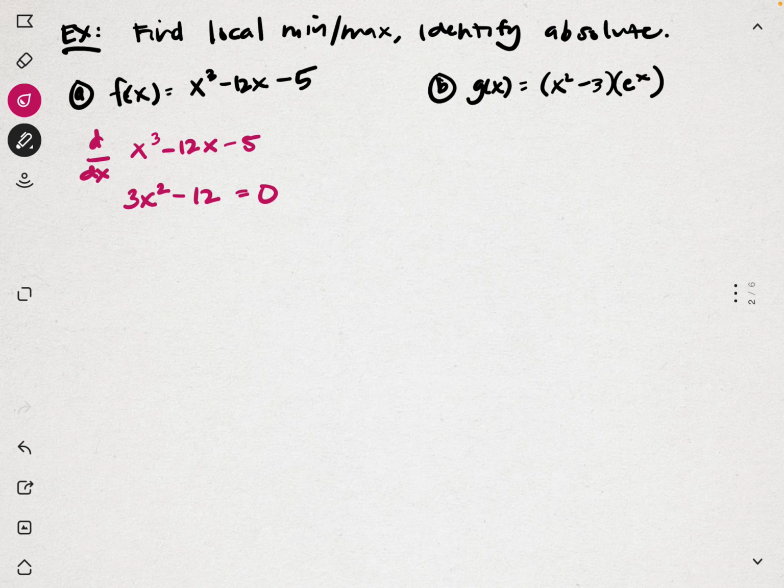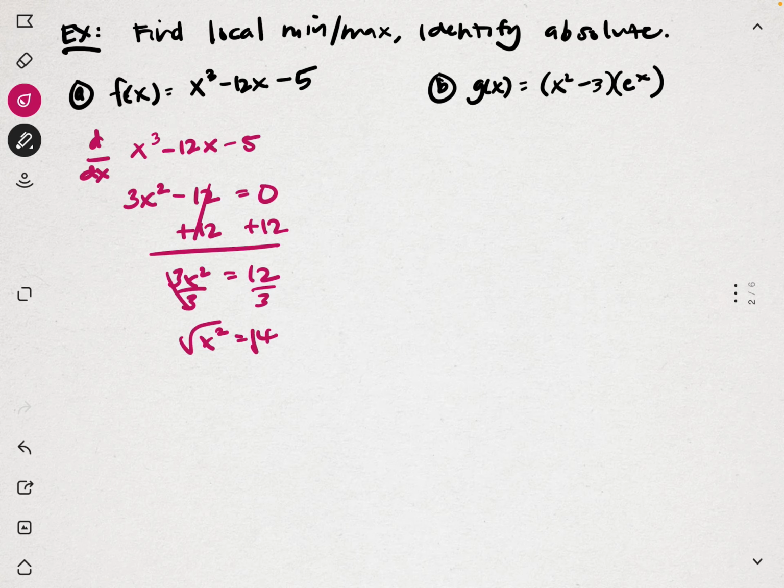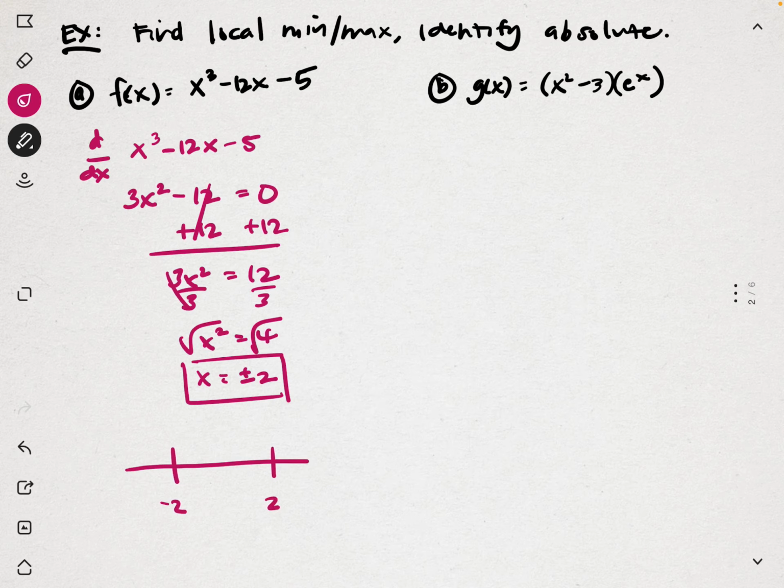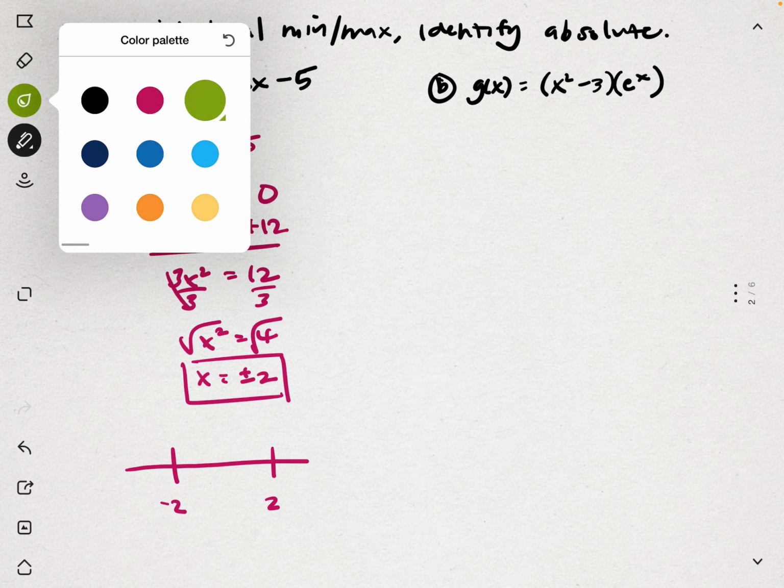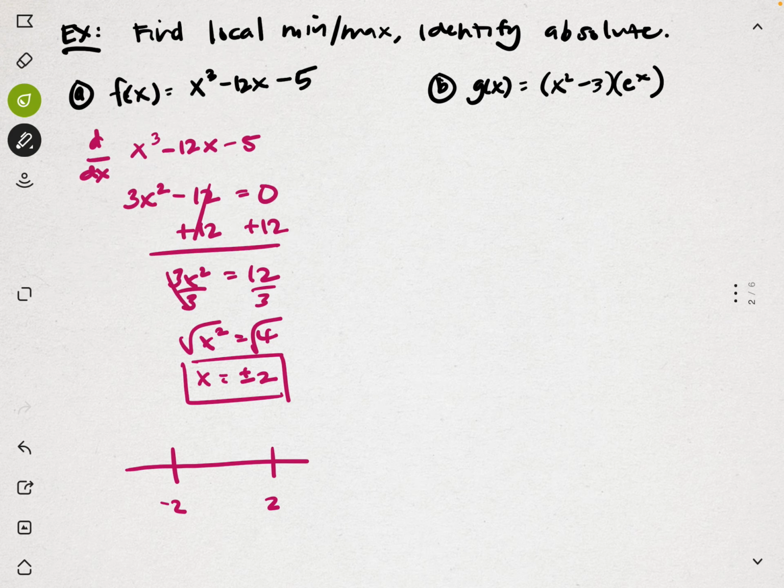So we're going to do plus 12, divided by 3, square root, so x is positive or negative 2. And what we can do here is make a chart, one at negative 2, one at 2, kind of like we did last time. So we're trying to figure out, all right, let's put some numbers in here.